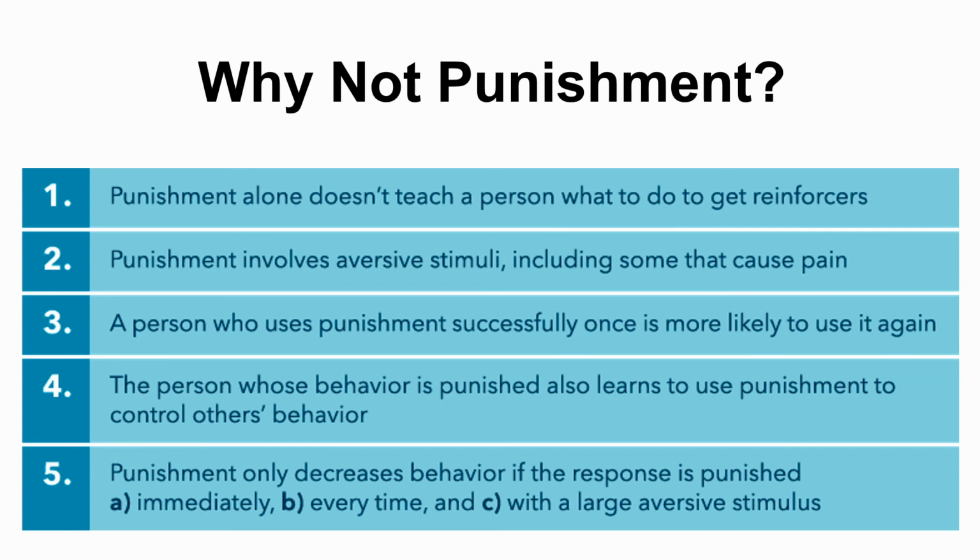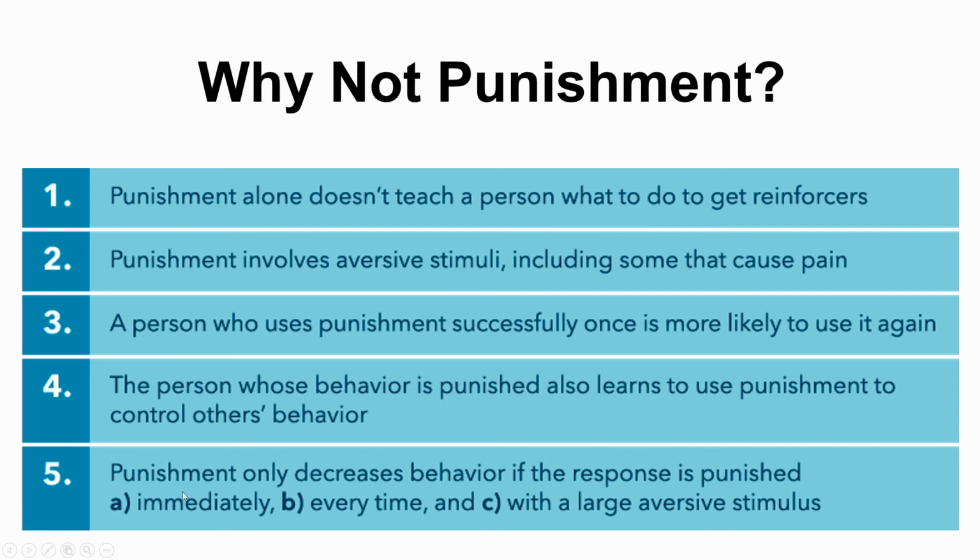There are also issues where the individual who delivers punishment, if it works the first time, then you're actually reinforced to do that behavior again. So you might end up using punishment more and more often despite all of these other issues with it. So that's one of the reasons why it's encouraged not to rely on punishment. And the person whose behavior is punished also learns to use punishment to control others' behavior. So there's that sort of learning, having observed someone else successfully use that technique. So then if you're using positive punishment on a child, they might then use it on other children as well.